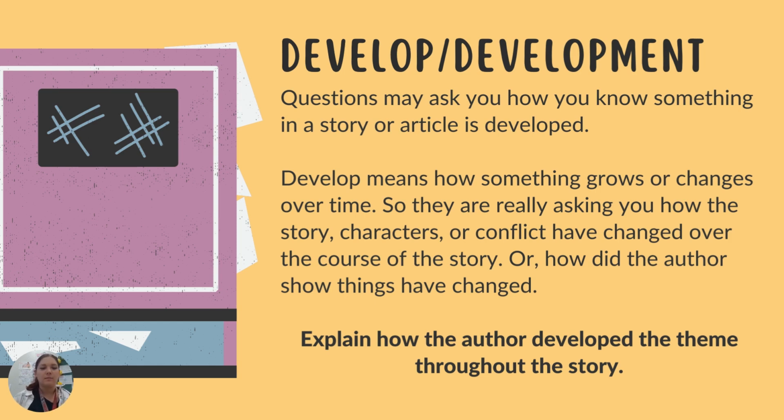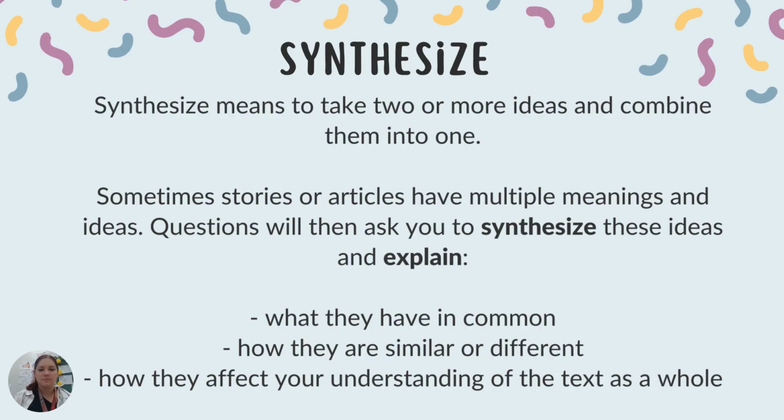So for example, explain how the author developed the theme throughout the story. So they want you to explain, so make it clear how the author developed or created, expanded, or showed the growth or change of the theme throughout the story. How did they develop it? What kind of things did they include in their story to show us that the story has changed or that the conflict has changed or grown? That is what develop or development means.